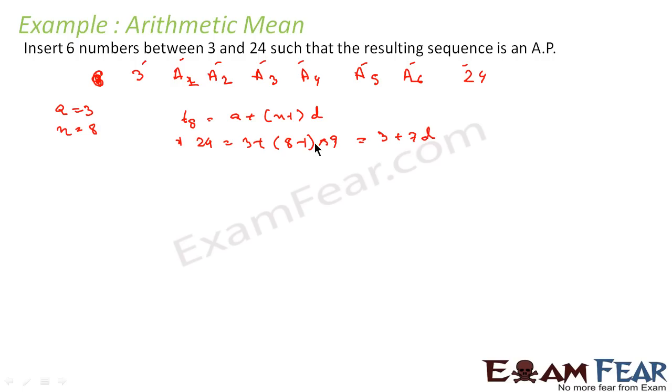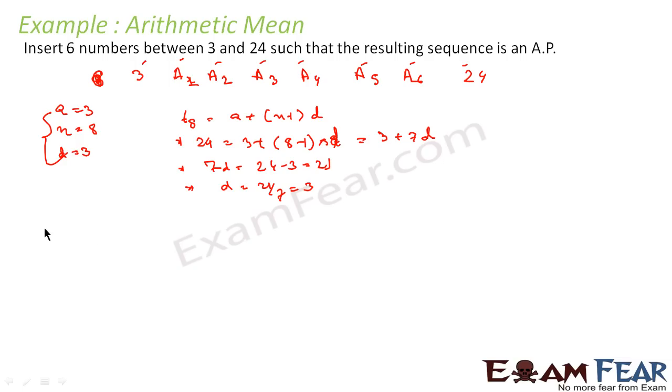So we have 7d is nothing but 24 minus 3, and this is 21. So d is 21 by 7, which is equal to 3. Now we have d, d is equal to 3. So we have a and d, and we can find all the terms.